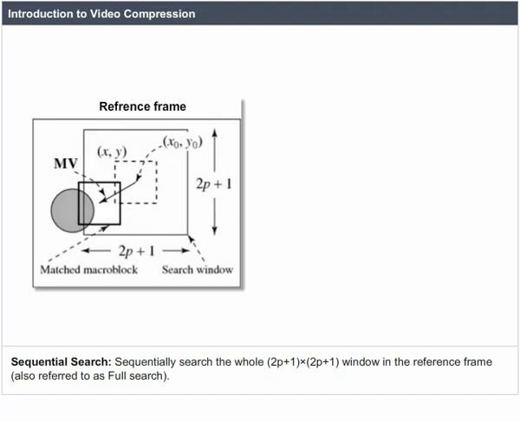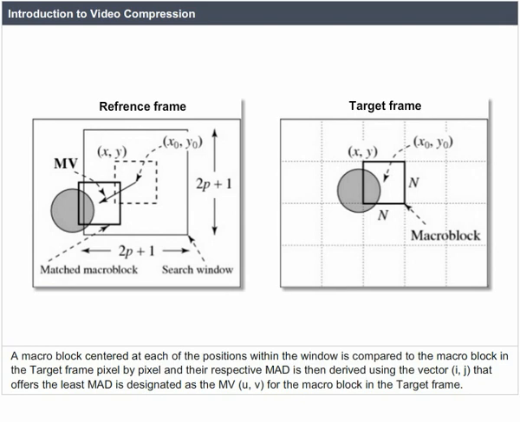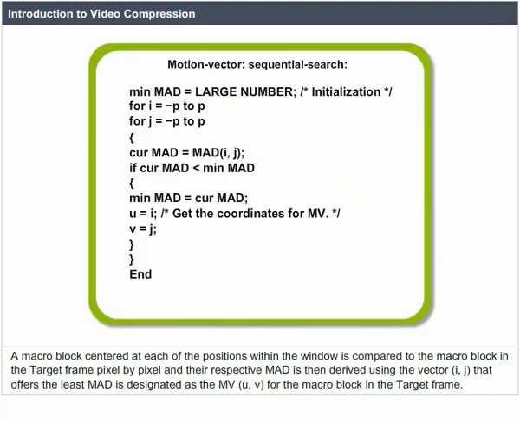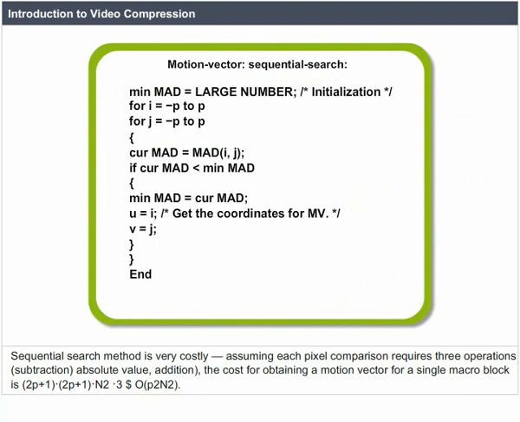Sequential search: sequentially search the whole (2p+1) by (2p+1) window in the reference frame, also referred to as full search. A macroblock centered at each of the positions within the window is compared to the macroblock in the target frame, pixel by pixel, and the respective MAD is then derived. The vector (i, j) that offers the least MAD is designated as the MV (u, v) for the macroblock in the target frame. The sequential search method is very costly.